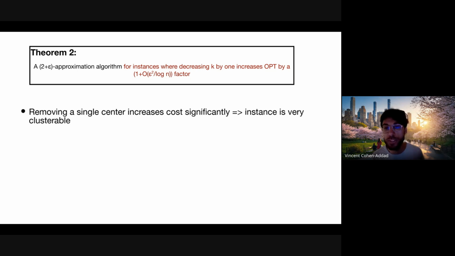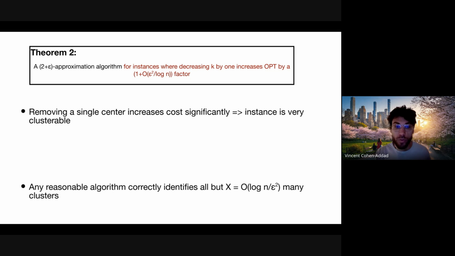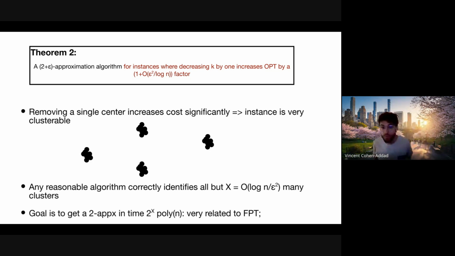You will really hope to see an increase of epsilon over log n times opt in the cost. So that means that we have a bunch of clusters that are actually separated. Like most of the clusters in the solution are actually far away from each other. And so any constant factor approximation, or any reasonable algorithm that you run, will correctly find most of the clusters except log n over epsilon squared many of them. Otherwise, it wouldn't be a constant factor approximation, because that means that you will be missing drastically a lot of centers. The cost would be very high, because if you remove one, you are increasing the cost now.